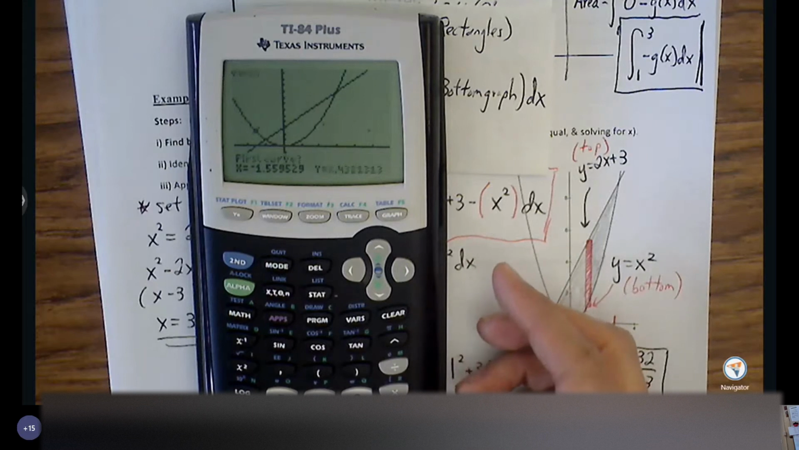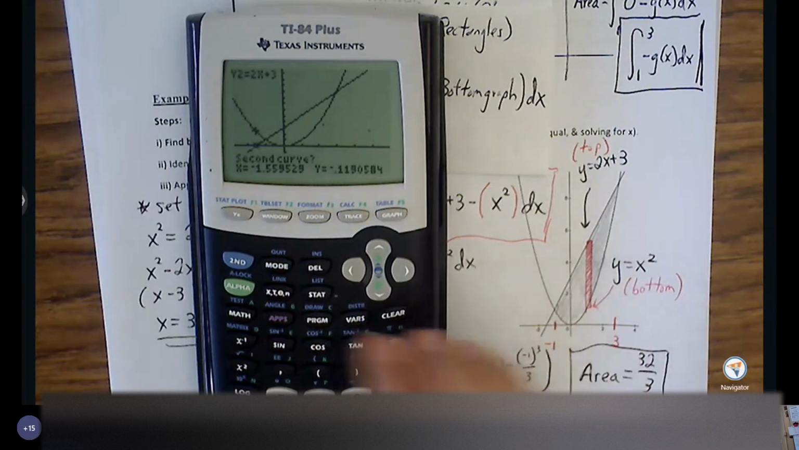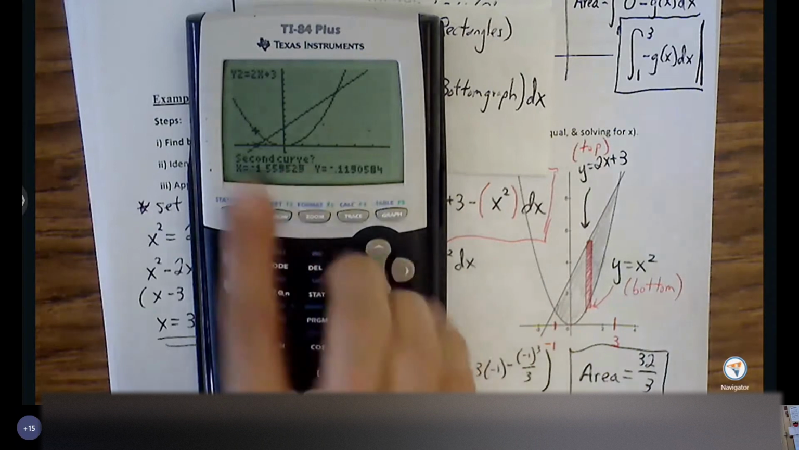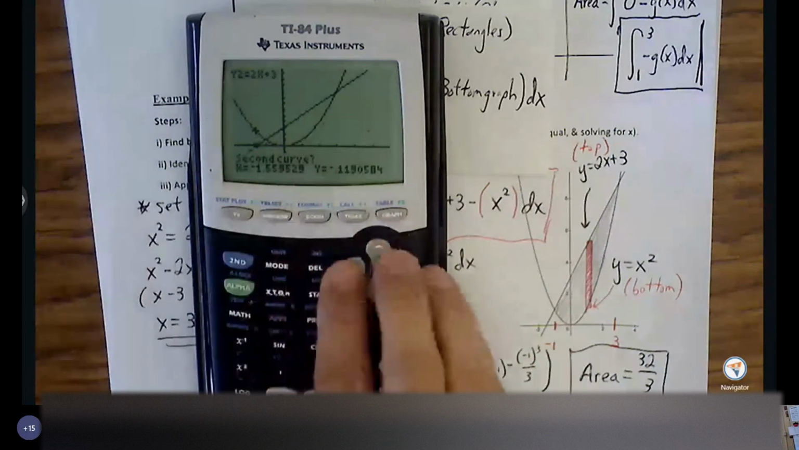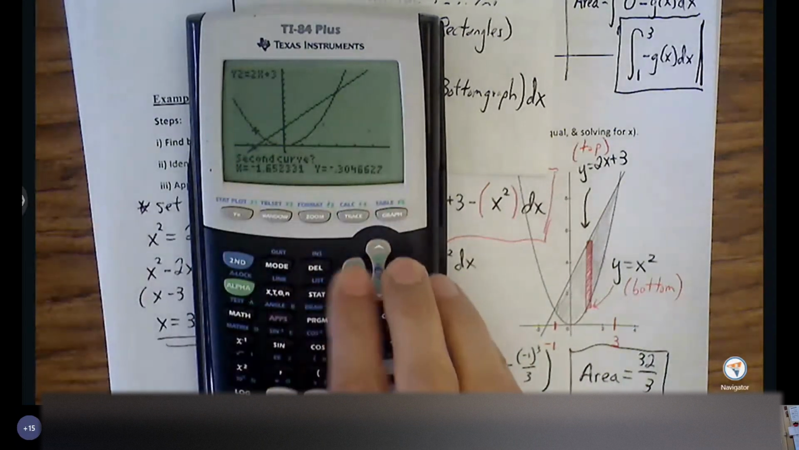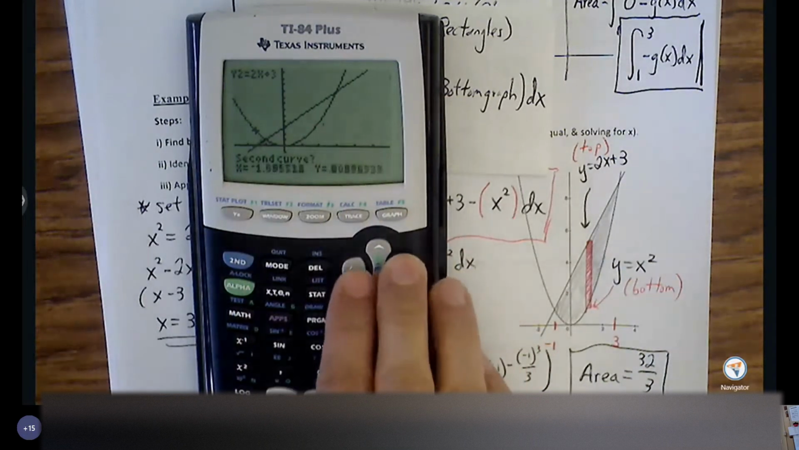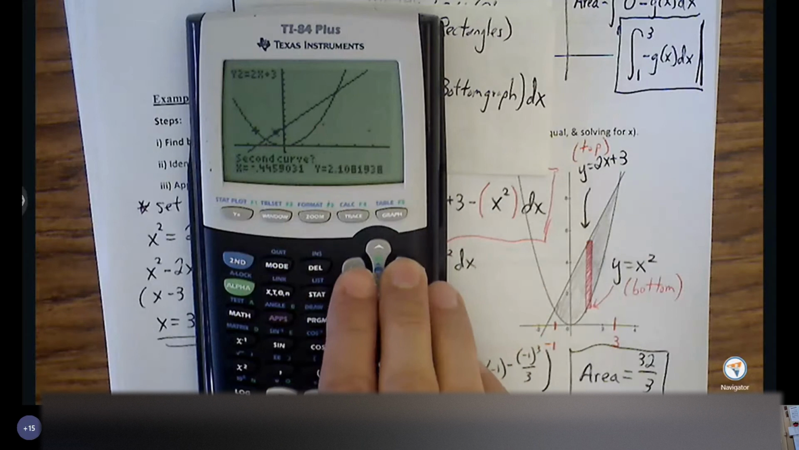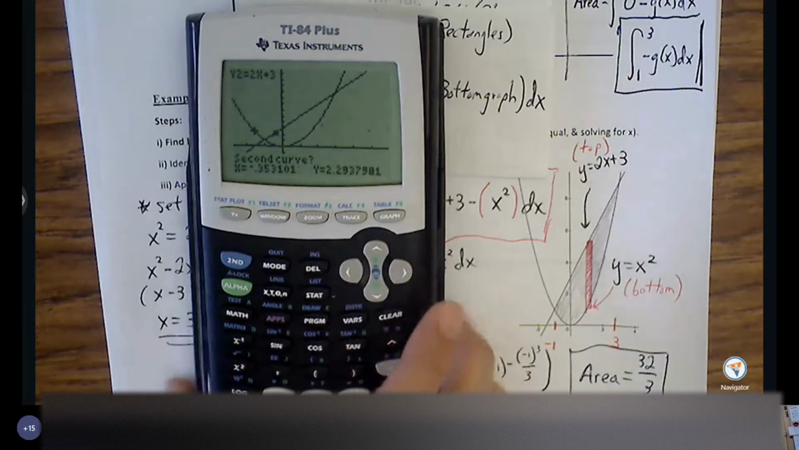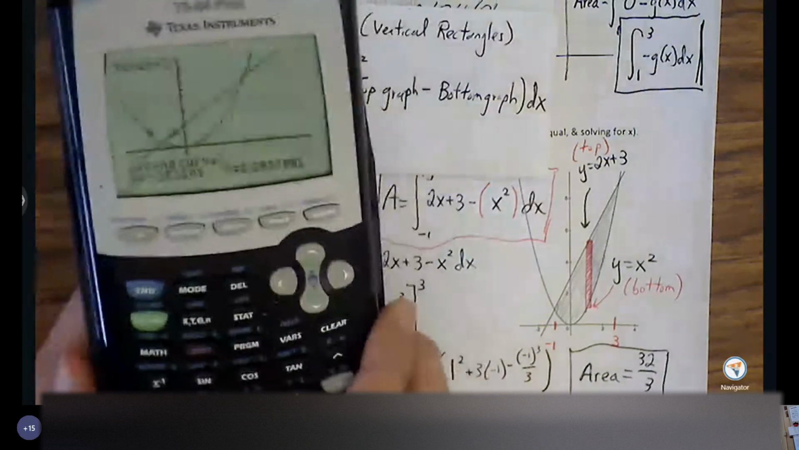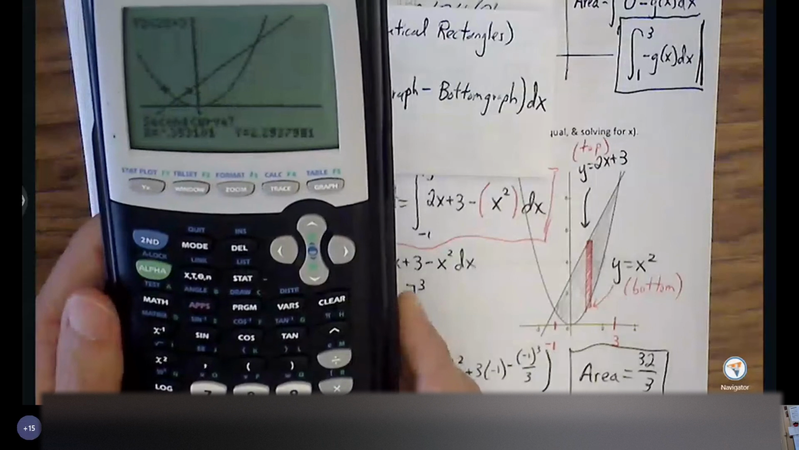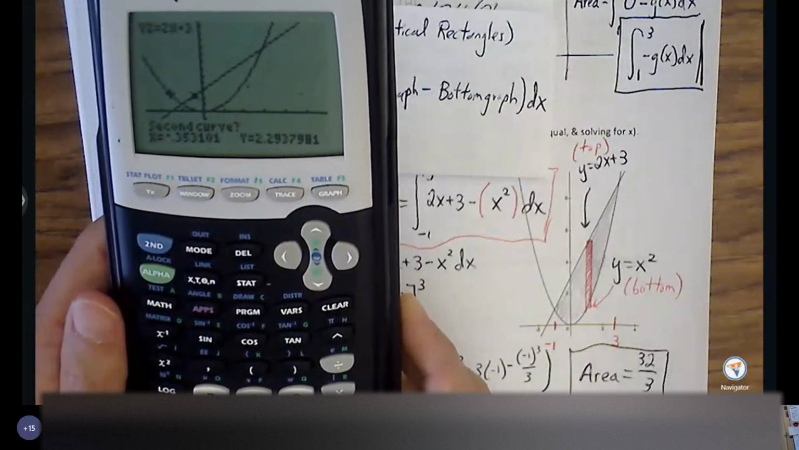Now the calculator knows, okay, you want me to look at the curve. Second curve, you should see a blinking cursor that shows up on the other graph. And then again, you can choose any point on the graph, just not a point at the intersection. You can choose a point relatively close, and we'll move it here, make it easier for you to see. And once it's relatively close to the intersecting point, hit enter again.